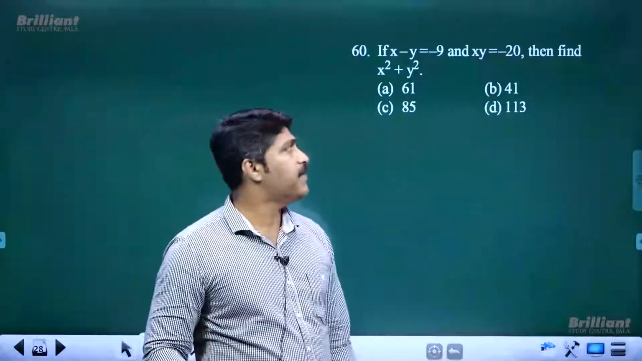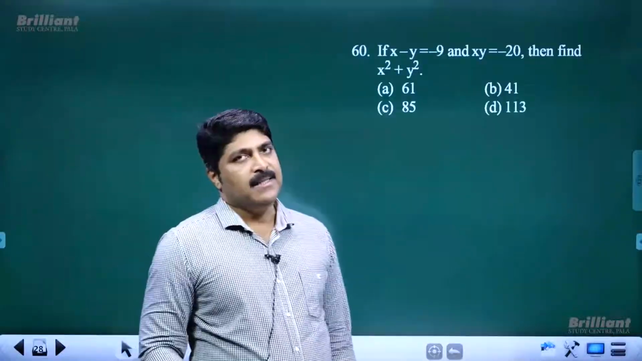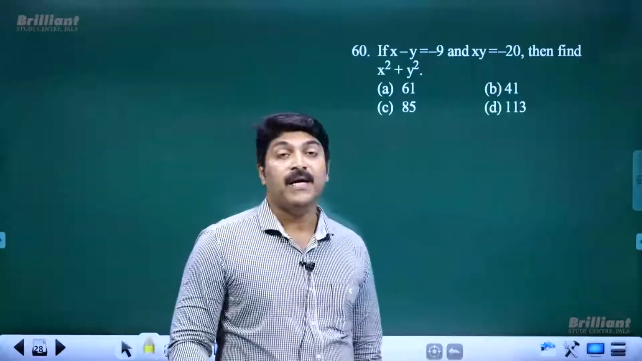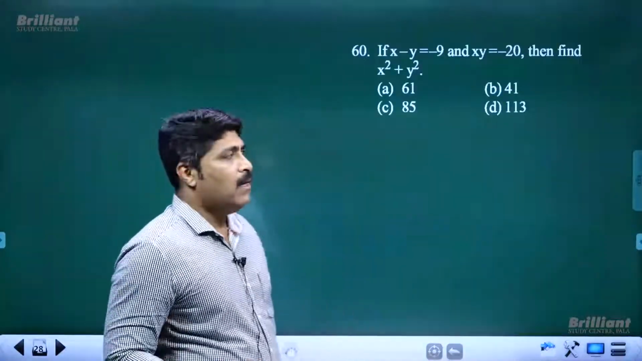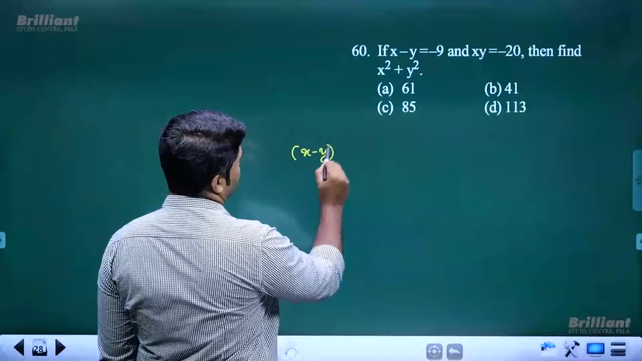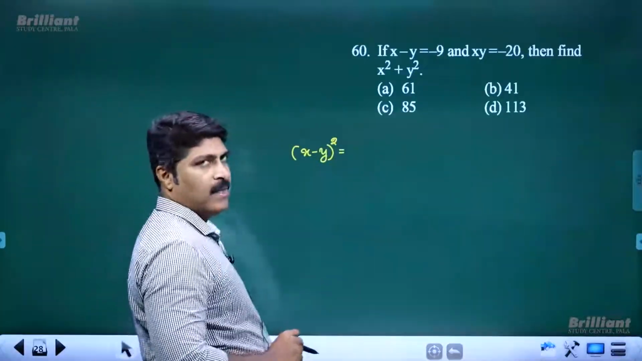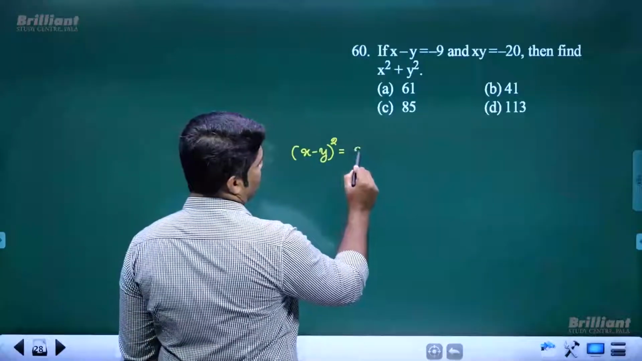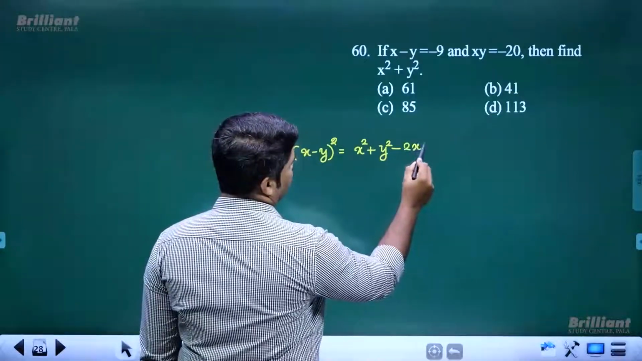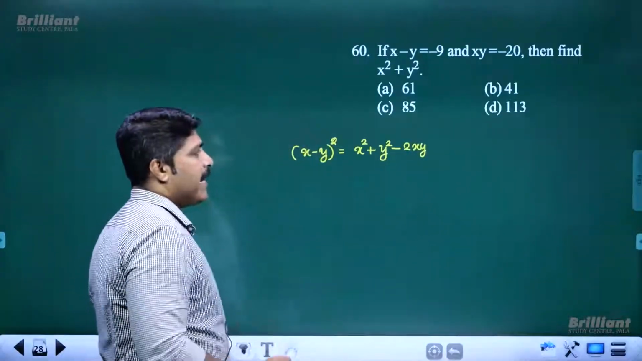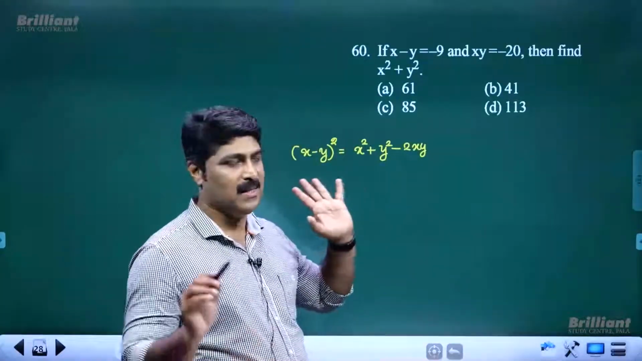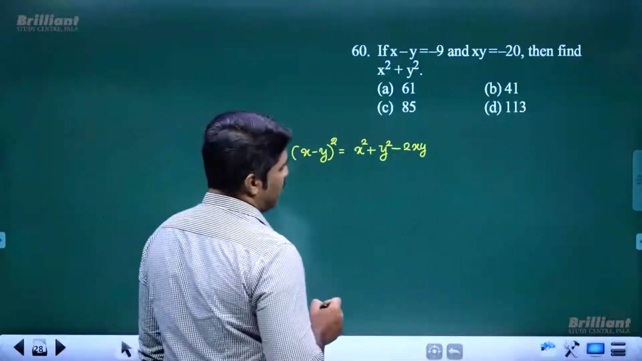Yeah, it's an algebraic question. It's based on identity. x minus y equals minus 9, xy equals minus 20, then find x square plus y square. You just recall the identity x minus y the whole square. Just try to expand it. What is x minus y the whole square? That is x square plus y square minus 2xy. Maybe you learned it like x square minus 2xy plus y square. That's not a matter, we just rearrange them.